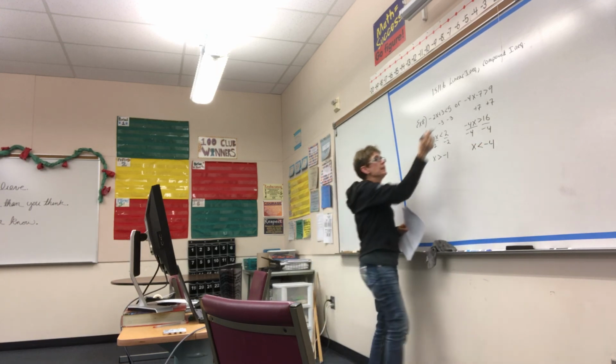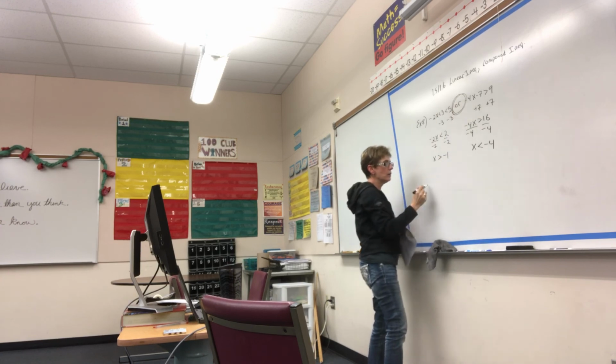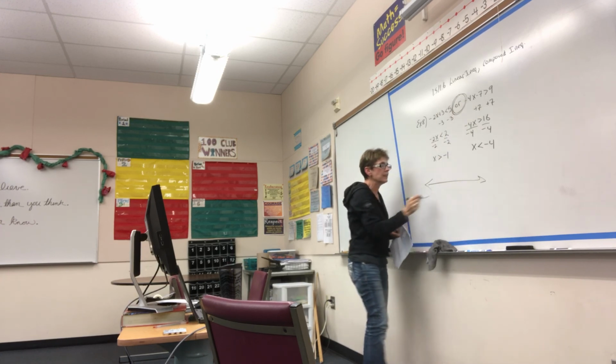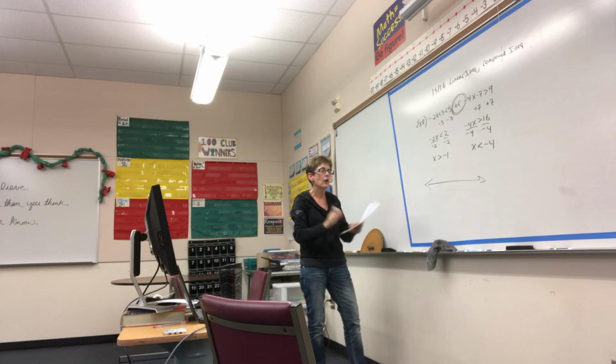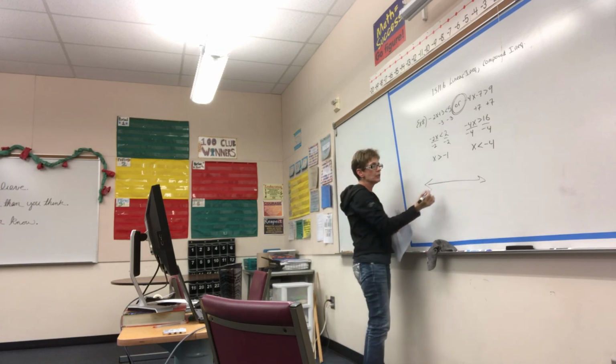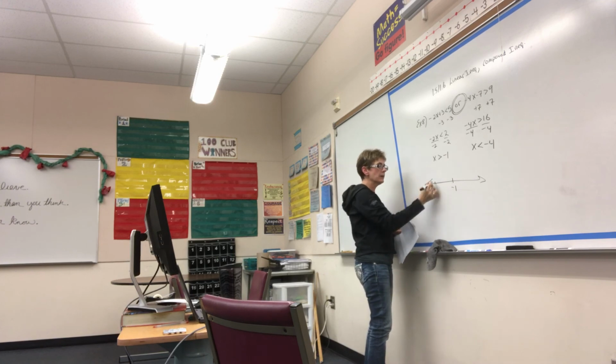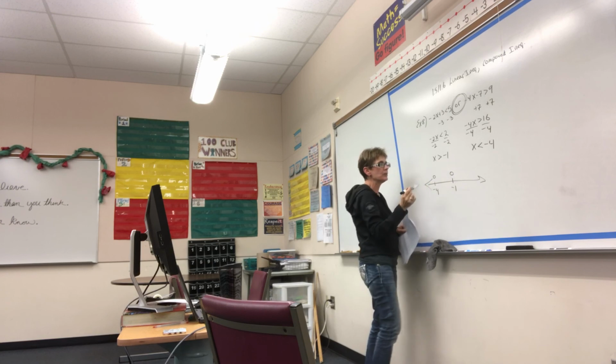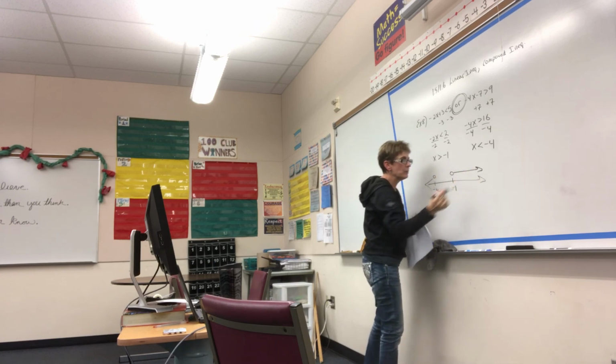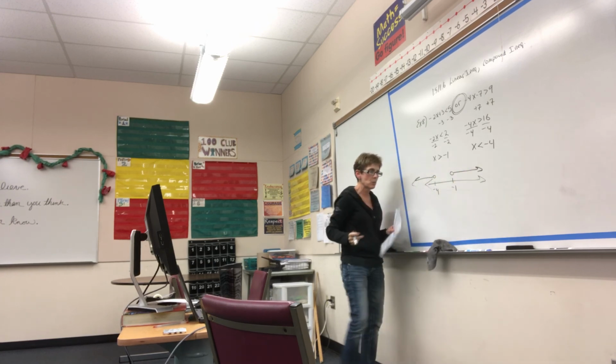Now this is again an or compound inequality, and typically with an or, our arrows do go in opposite directions. So I'm going to have a circle at negative 1 and one at negative 4. In this case, they're going to be open circles. This one's going to point to the right, and this one's going to point to the left.